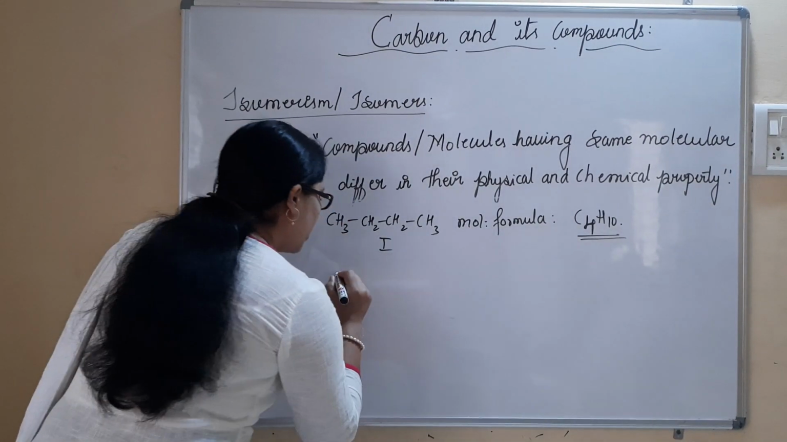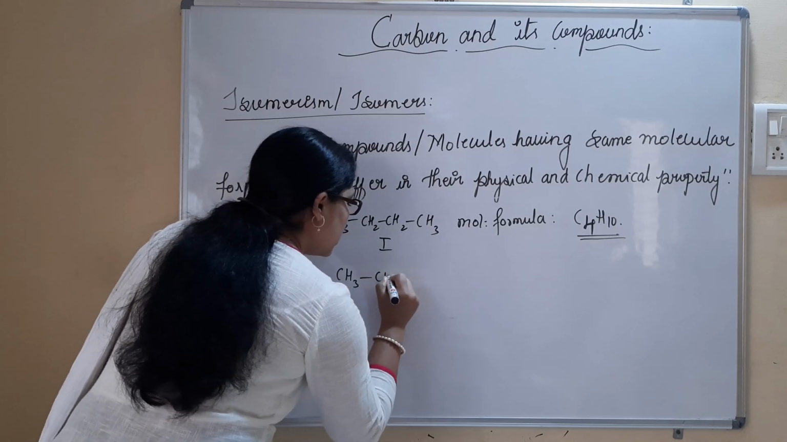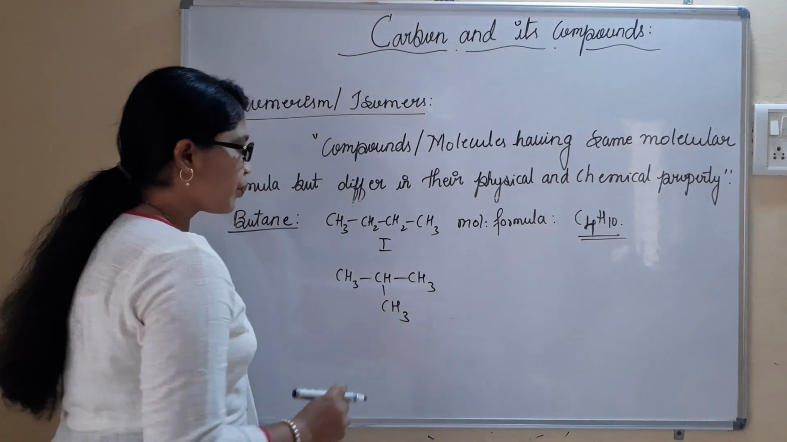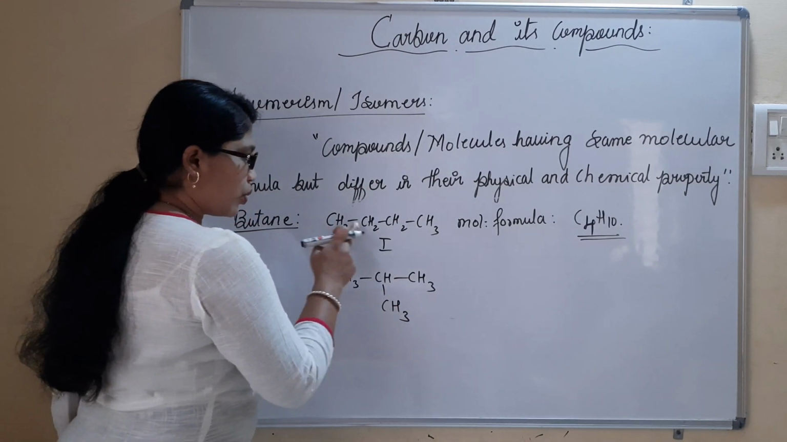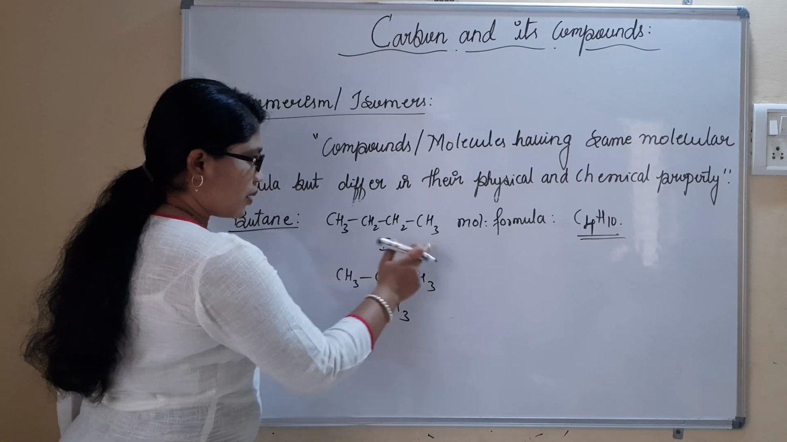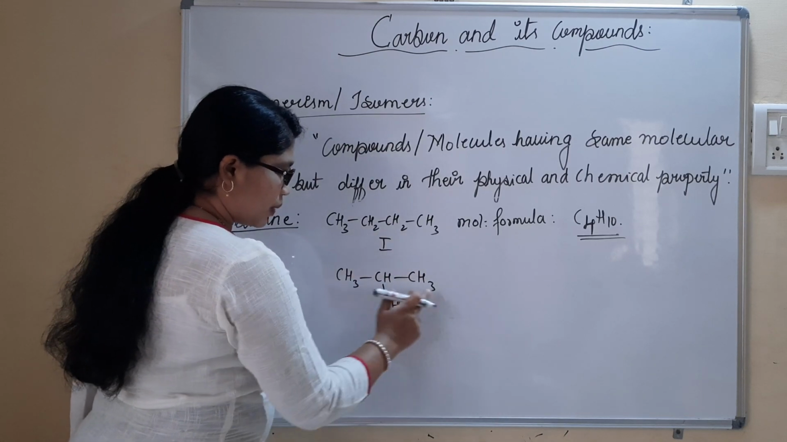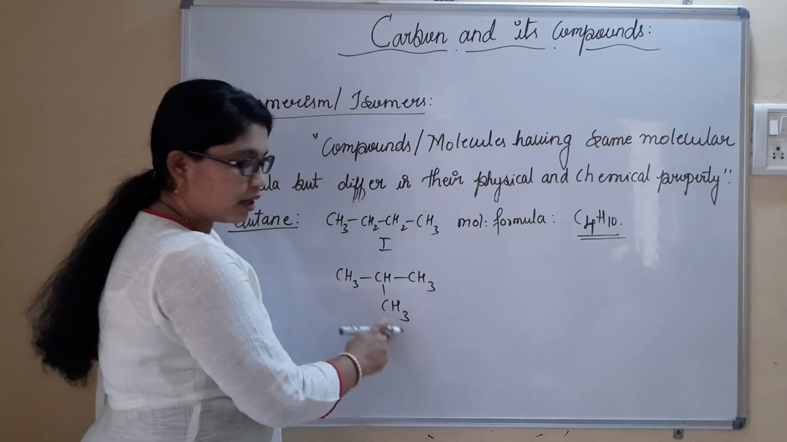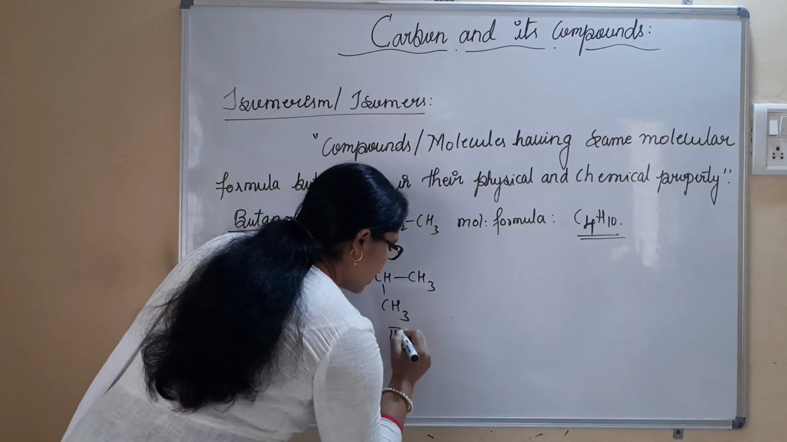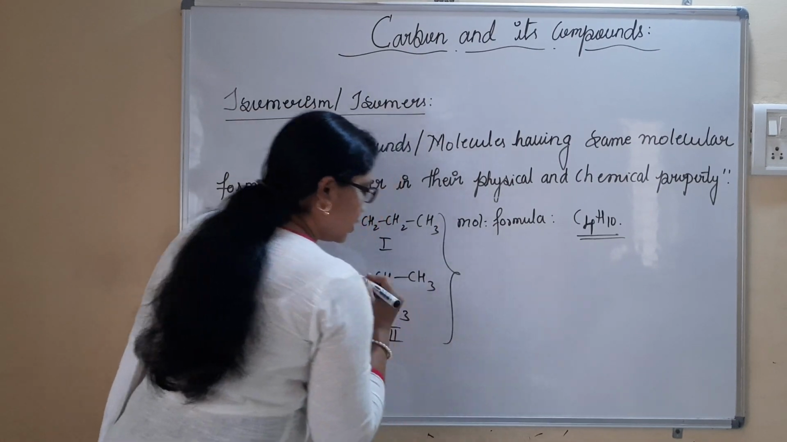Similarly, consider CH3, this is CH, here CH3 and I have CH3. Can you count the number of carbon atoms? 1, 2, 3, 4. Number of hydrogen atoms? 3 plus 3, 6, 6 plus 3, 9, and there is one more hydrogen atom present, so 10. This could be written as structure 2.